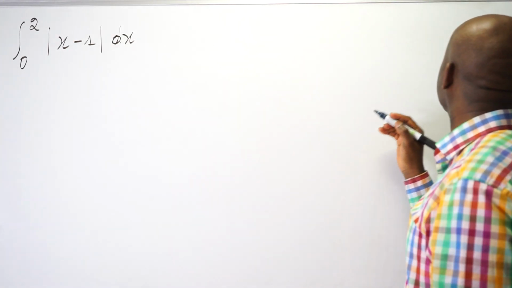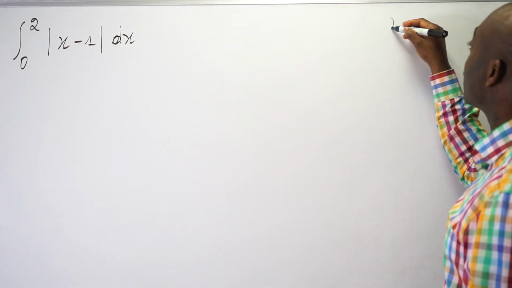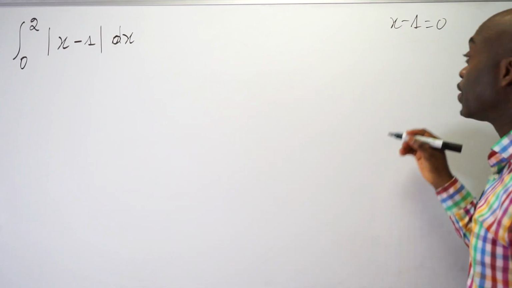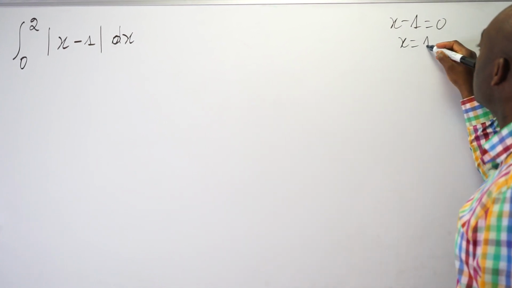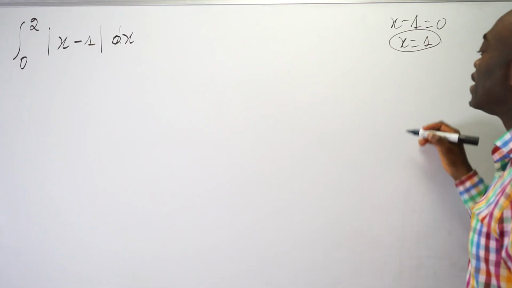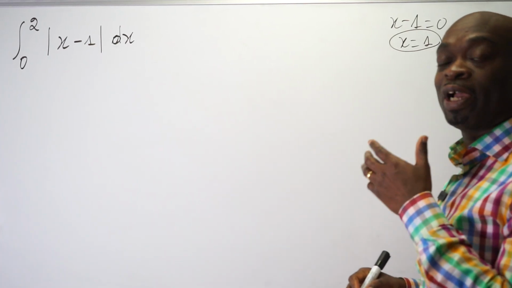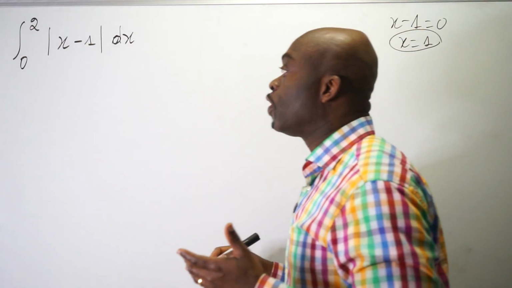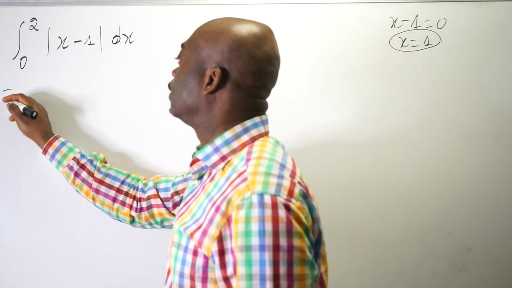So what does that mean? That means if I take x minus 1 equals 0, I have to solve for x there. So x equals 1. That means the value 1 for x is where your graph, or your function, splits. What does that mean?